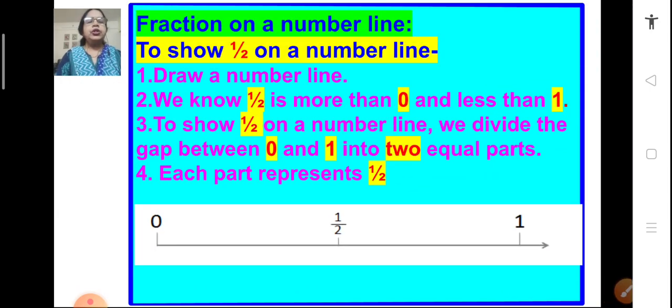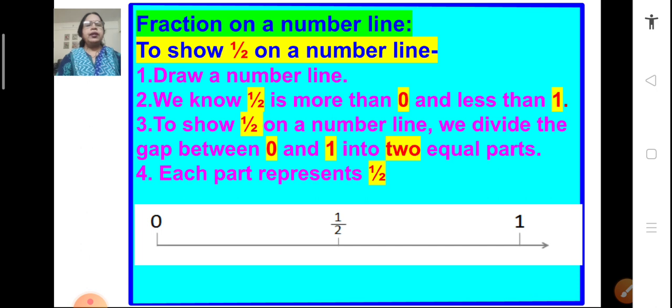Now we come to the next topic, that is how to show fractions on a number line. Children, you have learned how to show whole numbers and integers on a number line. So how to show a fraction on a number line? What do we do to show it? Suppose you want to show half on a number line. For this, what do we do?